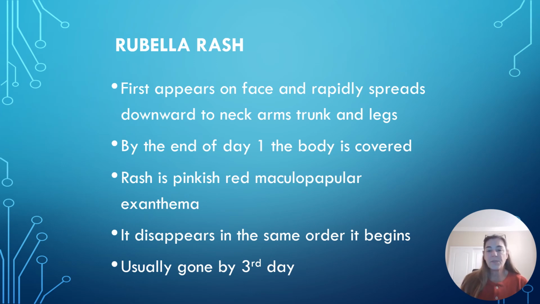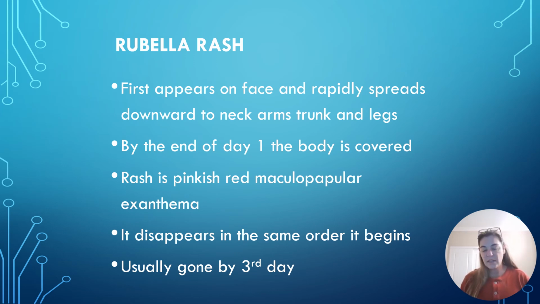So the rubella rash appears on the face and spreads downward to the neck, arms, trunk, and legs. It usually spreads pretty quickly, so by the end of the first day, the whole body is going to be covered. It is a pinkish-red maculopapular exanthem type rash. It disappears in the order that it began, from the face down, and is usually gone by the 3rd day.